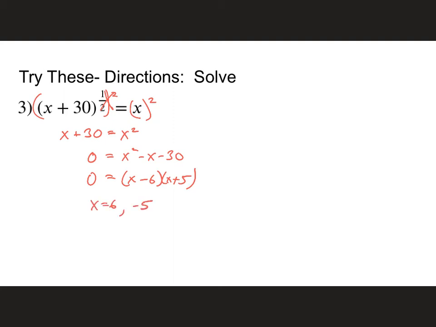I'm going to check them. I'll plug them back into the original equation. So 6 plus 30 is 36 to the 1/2. That's like the square root of 36, which is 6. And 6 does, in fact, equal 6. So that one works. And negative 5: negative 5 plus 30 is 25. The square root of 25 is 5. That does not equal negative 5. So negative 5 does not work. It won't work in this particular problem. The only solution is x equals 6.